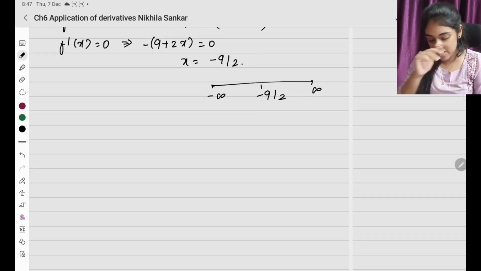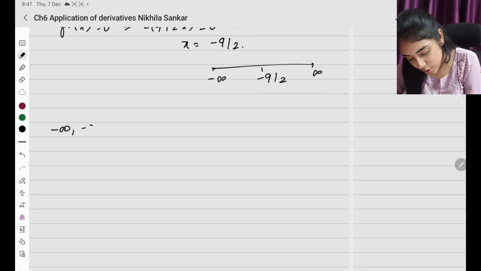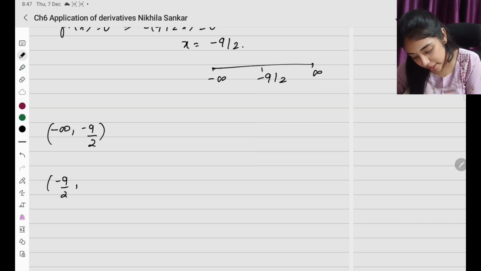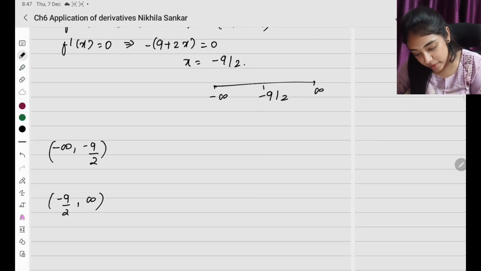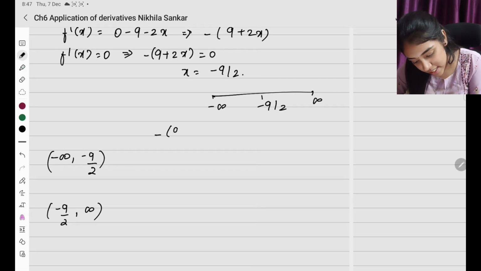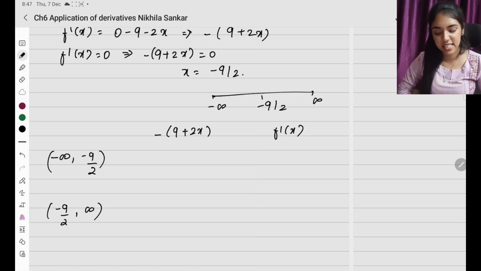So what are my intervals going to be? Minus infinity to minus 9 by 2. This is one interval. Other interval, minus 9 by 2 to infinity. And what is my f dash of x? It's going to be minus of 9 plus 2x. And I need to find whether it's increasing or decreasing.